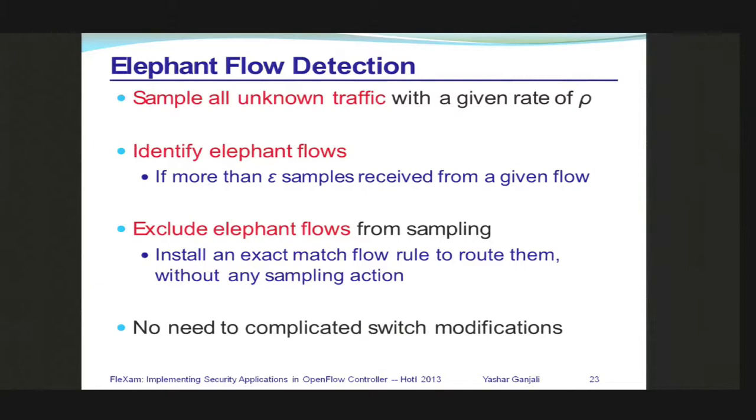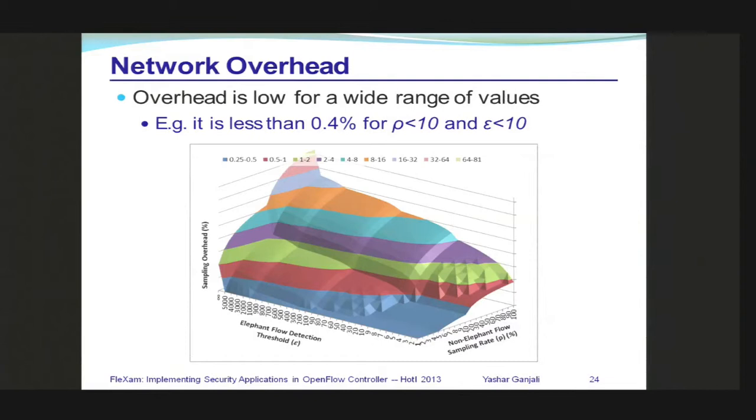In this graph, the two axes are the rho and epsilon parameters, and the z-axis is the load in the network. As you can see, there is a large region, basically rho less than 10 and epsilon less than 10. In that region, load is very close to zero. It's less than 0.4% for anything with rho less than 10 and epsilon less than 10. Rho equal to 10 means I'm sampling one out of every 10 packets. One out of 10 packets in the network can sound like a large number, but noticing that I'm just excluding long-lived flows from the network, you can see that the overall load on the system is not that high.